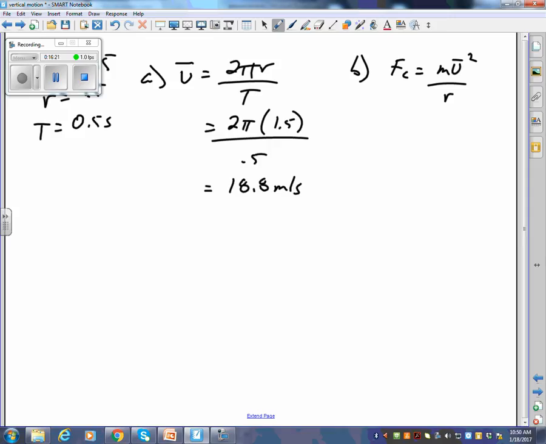I try not to clutter up my formulas with things, but I think it's important in this case. So the mass is 0.5, average velocity 18.8 squared, and the radius 1.5. That's 117.8. Can we round that up to 118 just to make it easy for ourselves? Okay, we'll say 118 newtons is the average centripetal force.